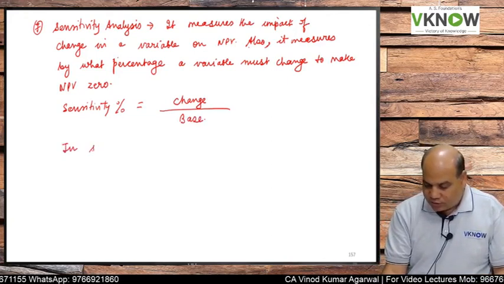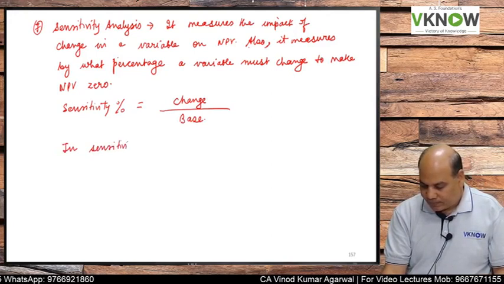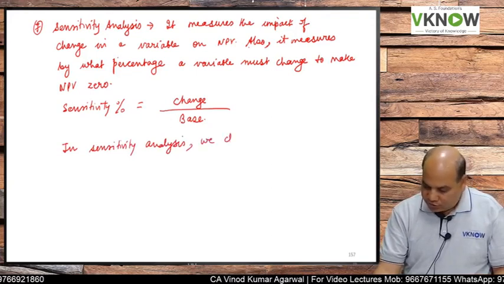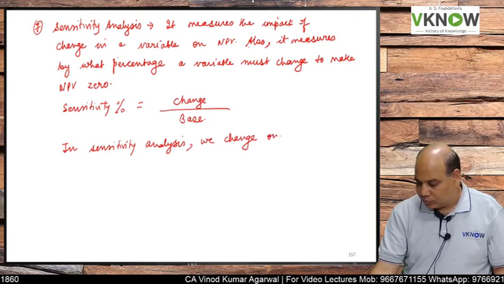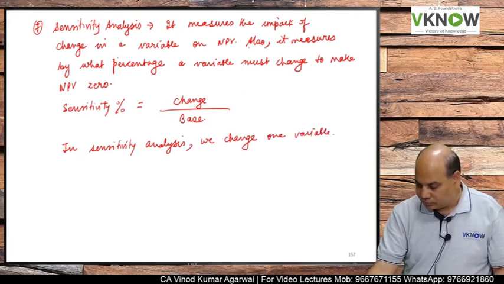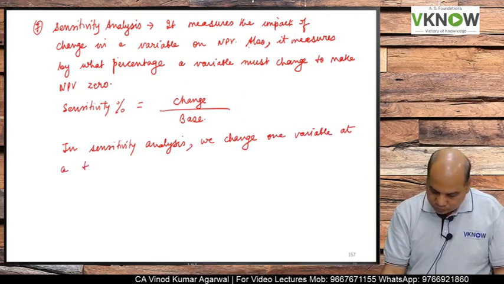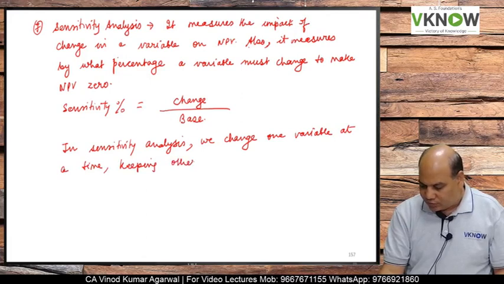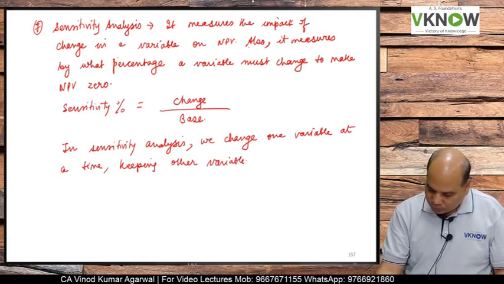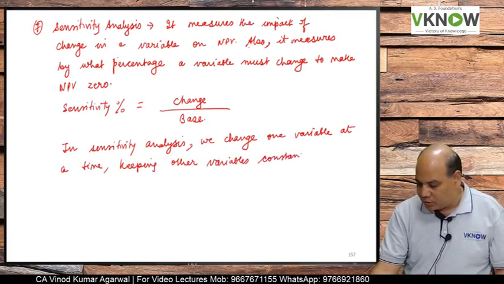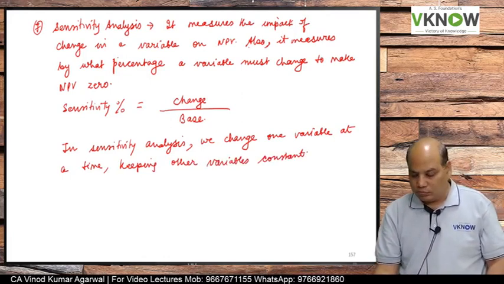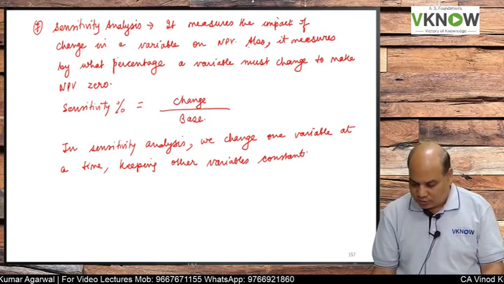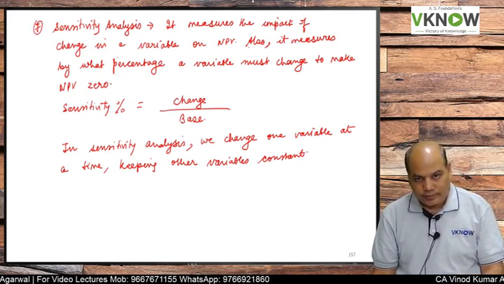Then write down, in sensitivity analysis, we change one variable at a time keeping other variables constant. We change one variable at a time keeping other variables constant. Okay.